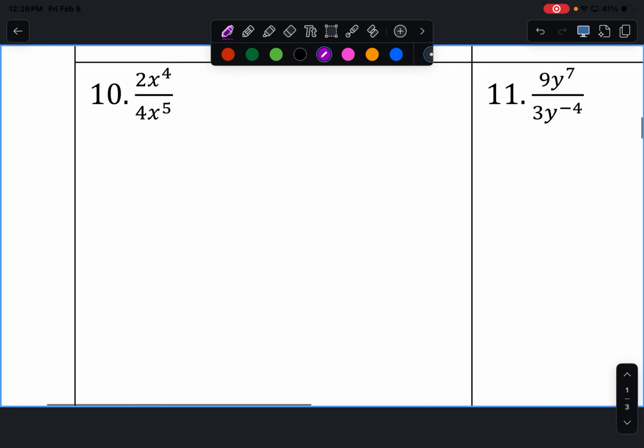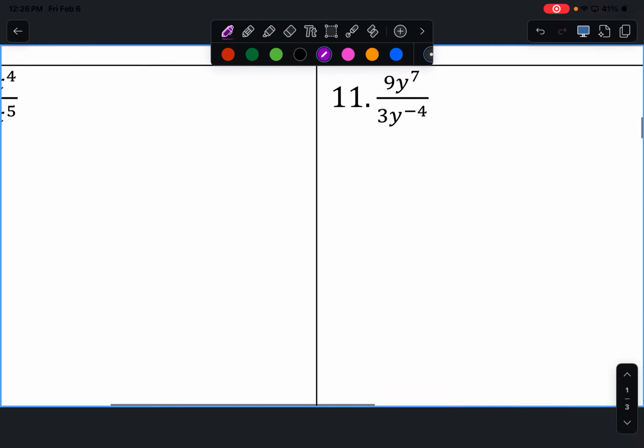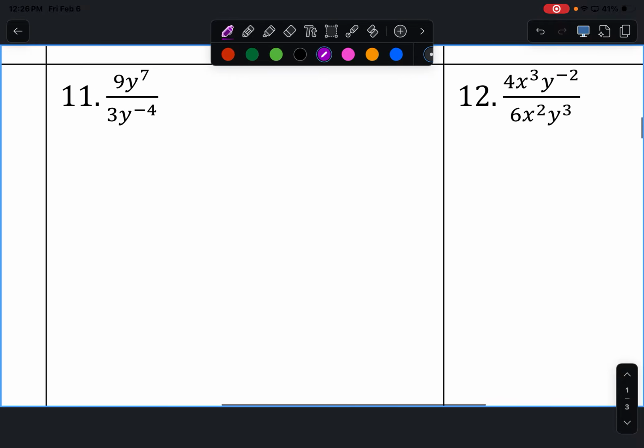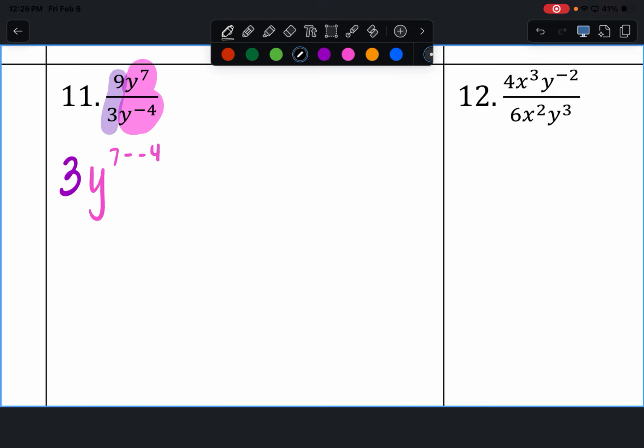All right. For number 10, we're actually not going to do number 10. We're going to go to number 11. Okay, so for number 11, when we were dividing, we need to look at our constants. So we have 9 divided by 3, which is what? 3. Okay, then we're going to look at y to the 7th divided by y to the negative 4th. When I divide two things with the same base, what do I do with the exponents? Subtract. So we're going to have y to the 7 minus negative 4. When you subtract a negative number, what do you do? You add. So what do we really have here? Yep, so it's going to be 3y to the 11th.